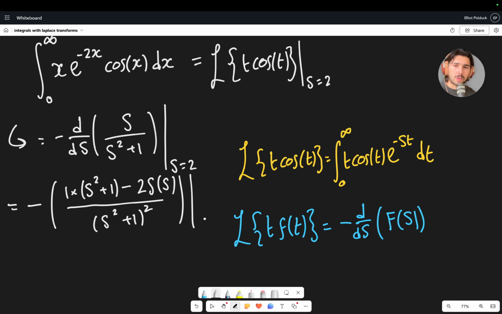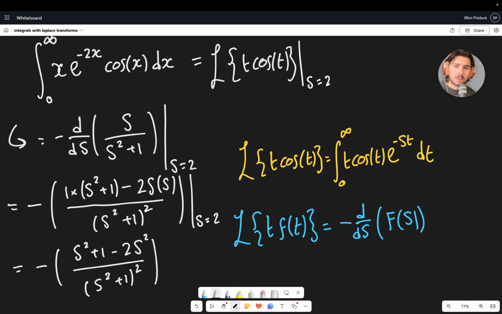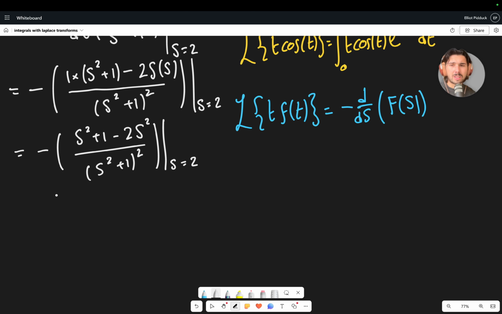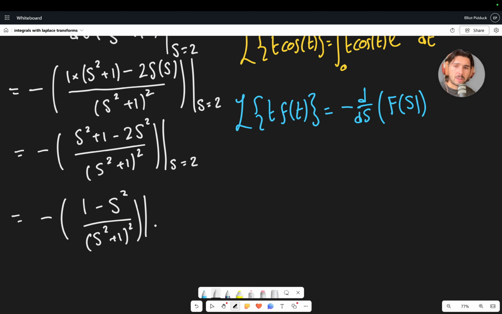We still need to evaluate all of this when s is 2, which we'll get to in a second. And then we've got a minus, and then let's simplify this. So we've got s squared plus 1 minus 2s squared over s squared plus 1 squared, and again, that's evaluated when s is the number 2. And you can see that although it's a little bit of work, you've got to differentiate something and remember a formula, it's actually really nice. So s squared plus 1 minus 2s squared, that's 1 minus s squared divided by s squared plus 1 squared, evaluated at s equals 2.